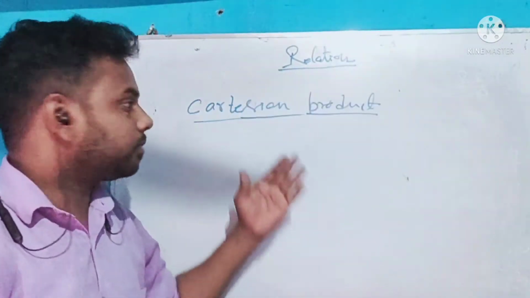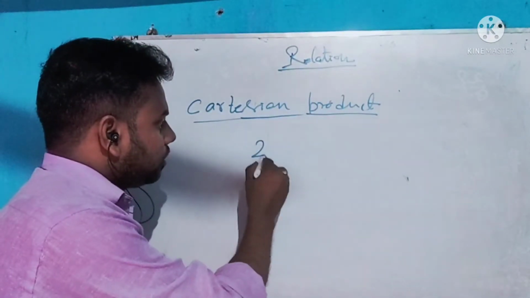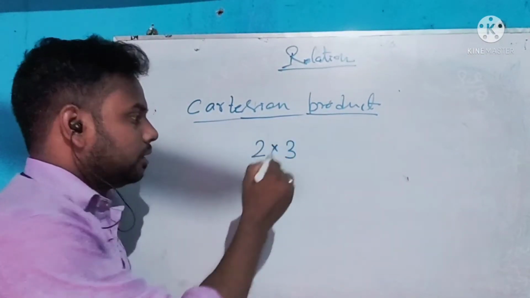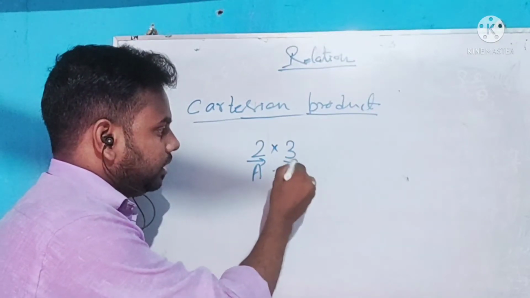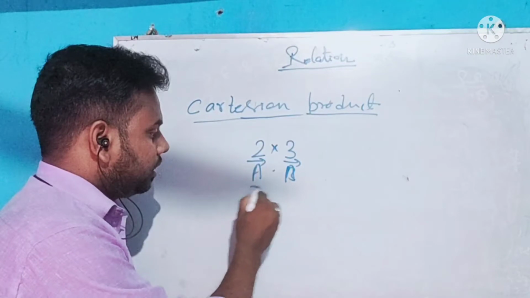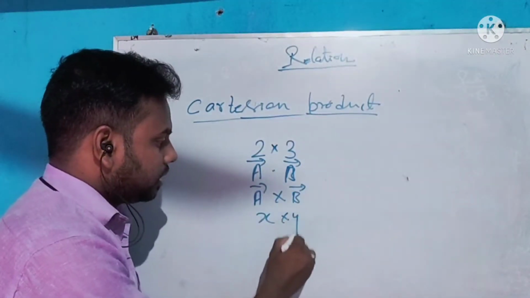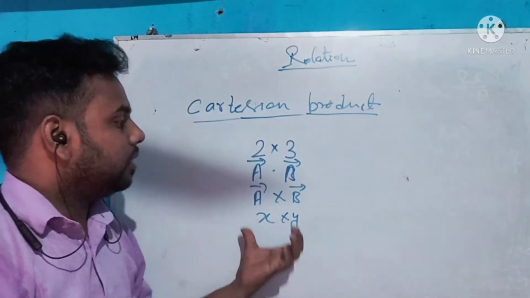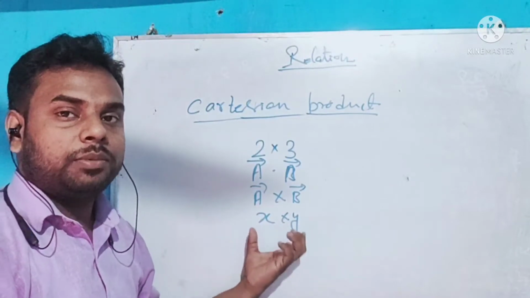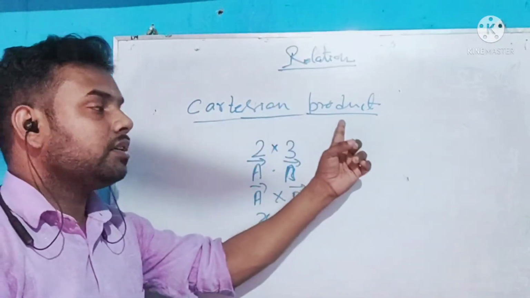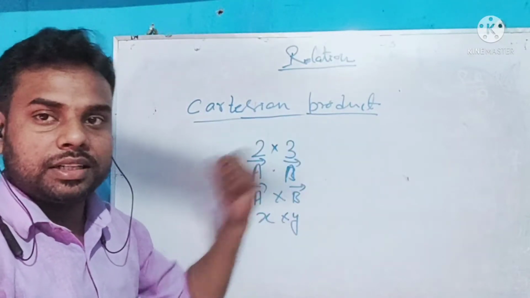Okay, now the Cartesian product. As we multiply 2 into 3, or two vectors a and b, that is the dot product, similarly a cross b, similarly two variables x and y, in a similar way we can take the product of two sets also. The product of two sets is called the Cartesian product.